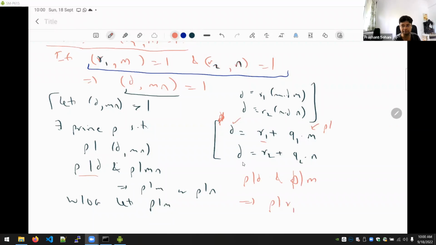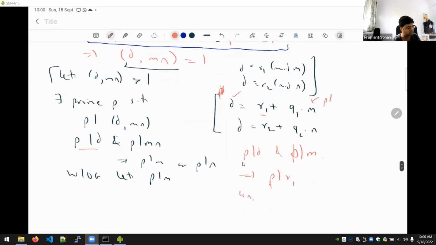And that's the contradiction. Because now P is a prime factor, which is a common divisor of M and R1 also. So this contradicts the fact that the GCD of R1 and M is going to be 1. So in other words, such a prime P cannot exist. And therefore such a prime cannot exist. And so the GCD of D and M is 1.